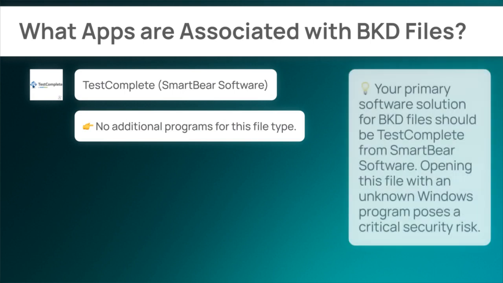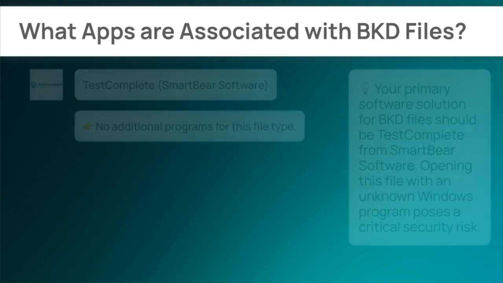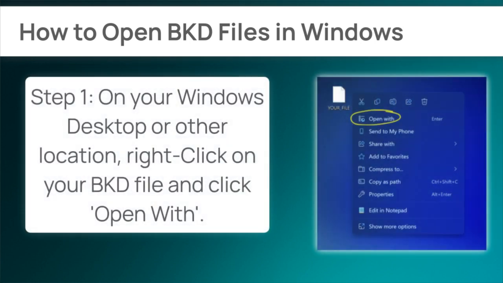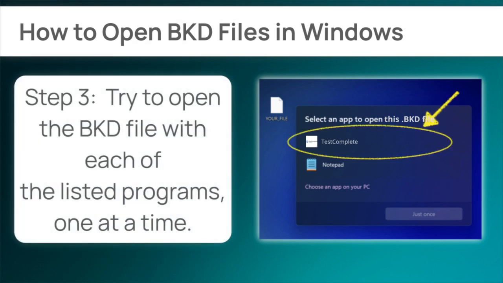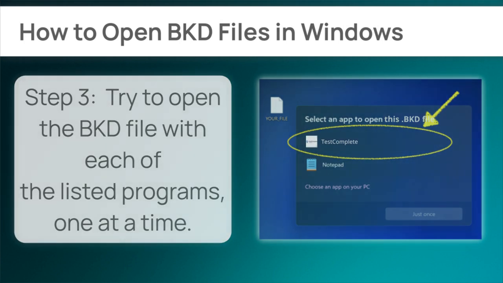Opening this file with an unknown Windows program poses a critical security risk. Windows cannot run scripts directly, so users must invoke them with supported tools. We are checking the software list for a guaranteed opener. Right-click your BKD file and select Open With. If TestComplete is installed, test that now. If not, choose another program. We must verify every application.